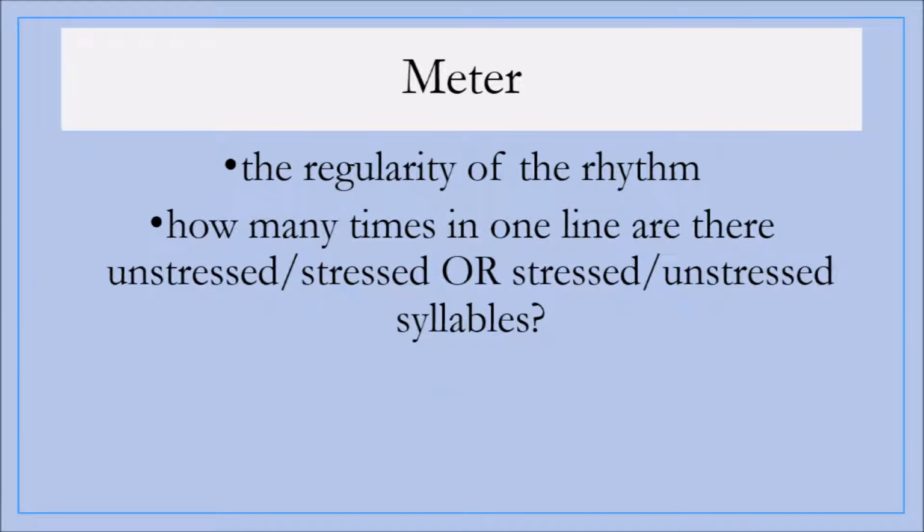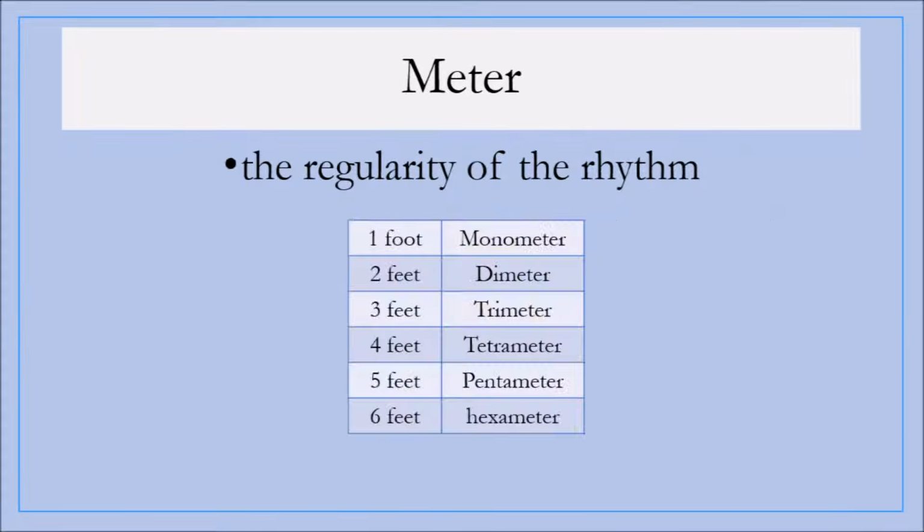So how do we identify meter? Meter is the regularity of the rhythm. So how many times in one line are there unstressed stressed or stressed unstressed syllables? If there's only one foot, for example, an unstressed syllable and a stressed syllable, the meter is monometer. If there are 2 feet, for example, unstressed, stressed, unstressed, stressed, the meter is dimeter. If there are 3, 4, 5, or 6, we classify the meter as trimeter, tetrameter, pentameter, or hexameter.